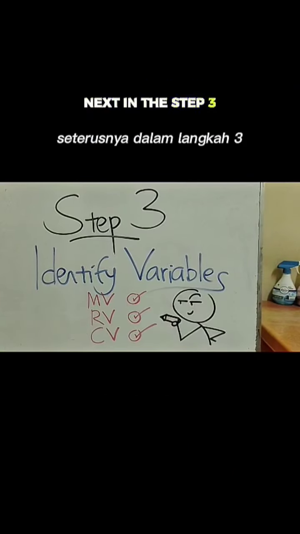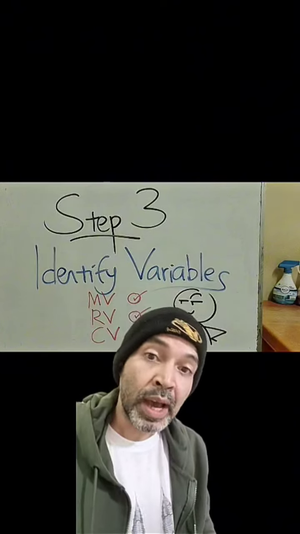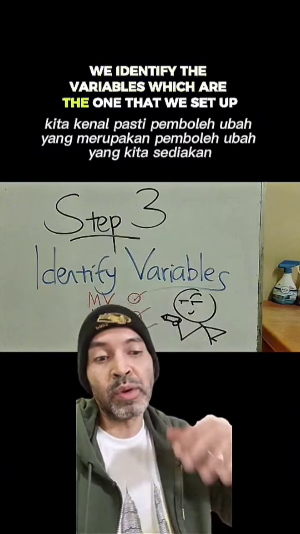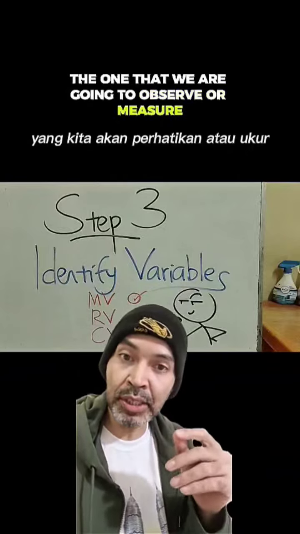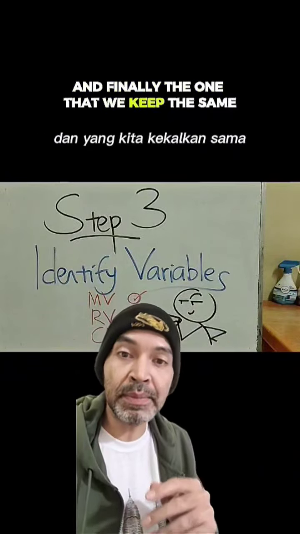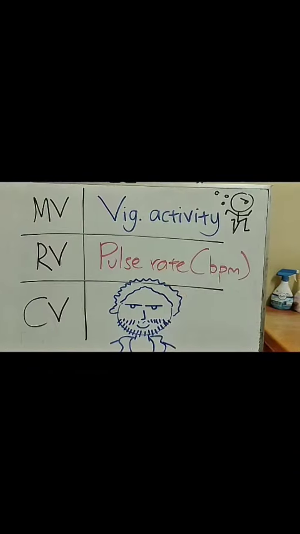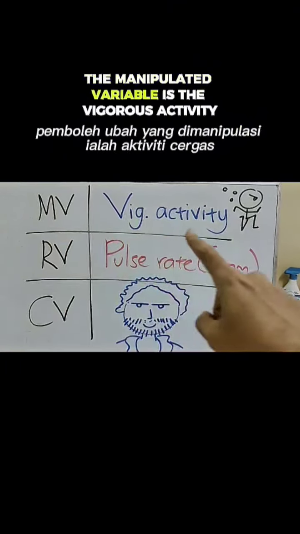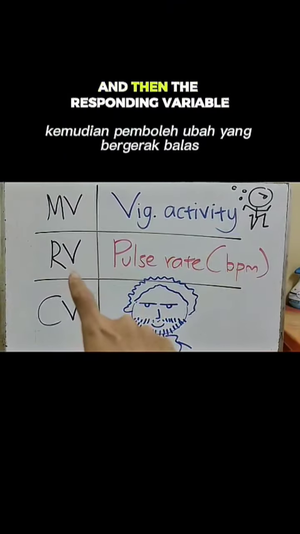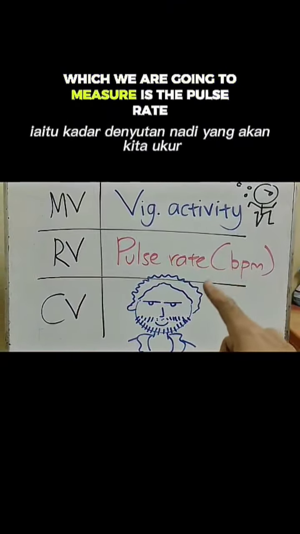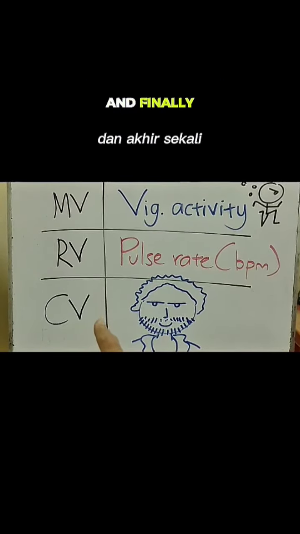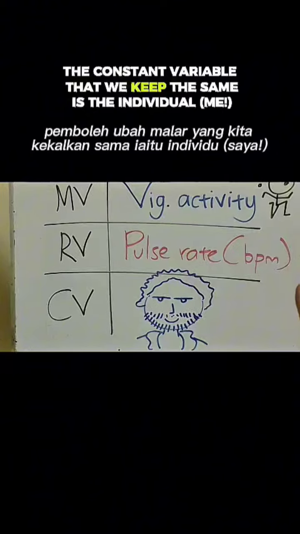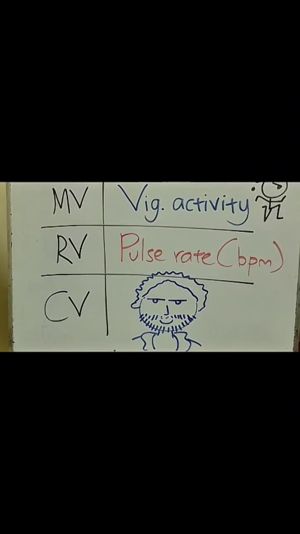Next, in step 3, we shall identify the variables. We identify the variables, which are the one that we set up, the one that we are going to observe or measure, and finally the one that we keep the same. In this case, the manipulated variable is the vigorous activity, and the responding variable which we are going to measure is the pulse rate. Okay, don't forget the unit, very important. And finally, the constant variable that we keep the same is the individual.